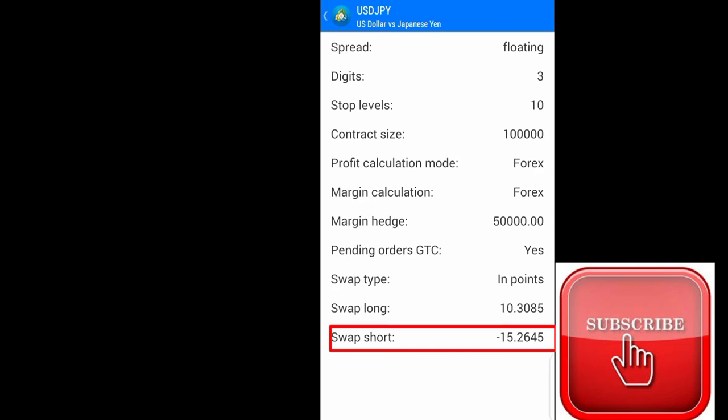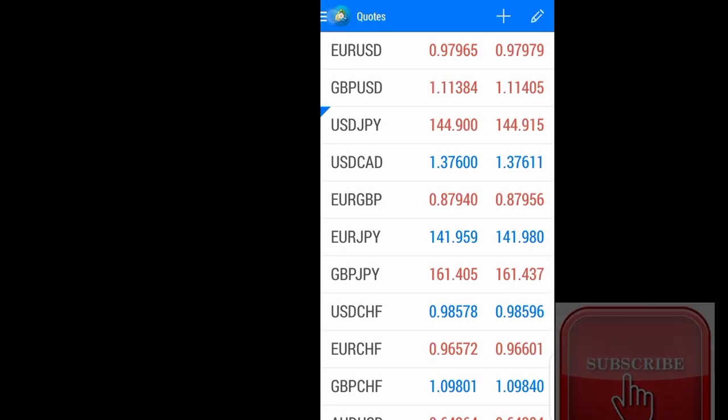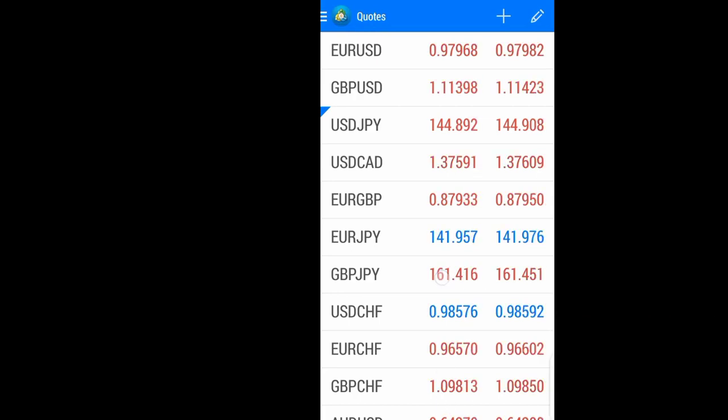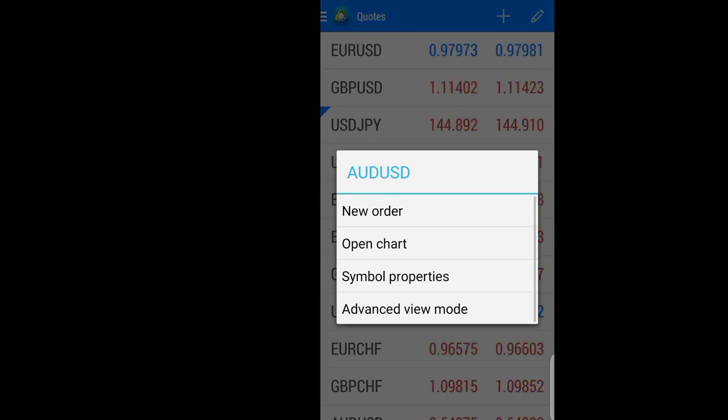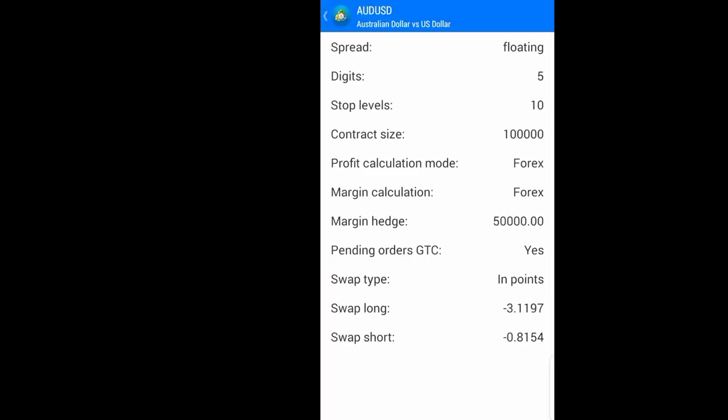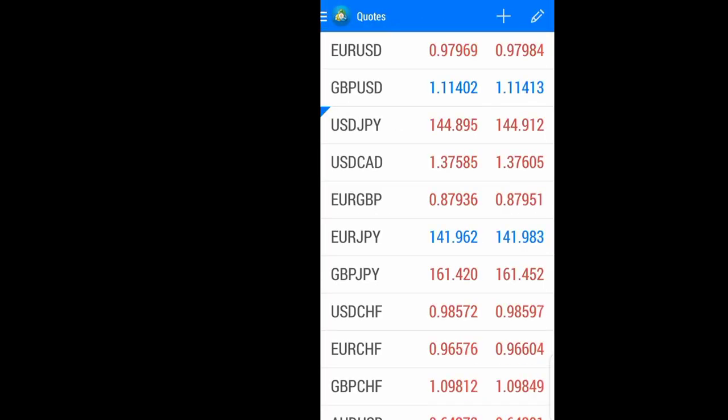So invariably, you can just come to your quotes and look for trades that you can get positive swaps and go in the direction that you're having that positive swap and just earn the interest. It is just like you saving your money in the bank, and interest is being paid to you for every time you leave your money. It's automatic. So try it out, and I wish you the best.